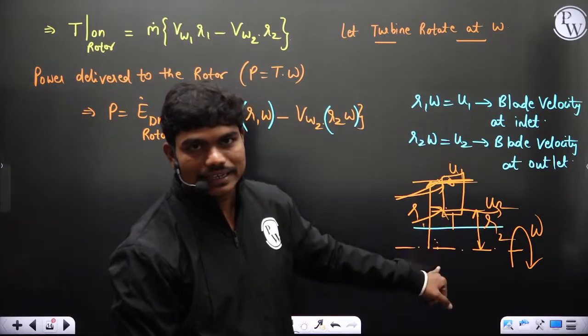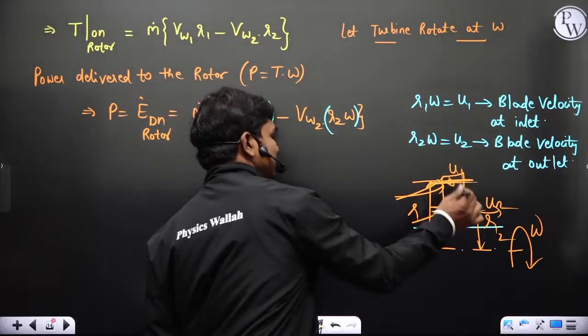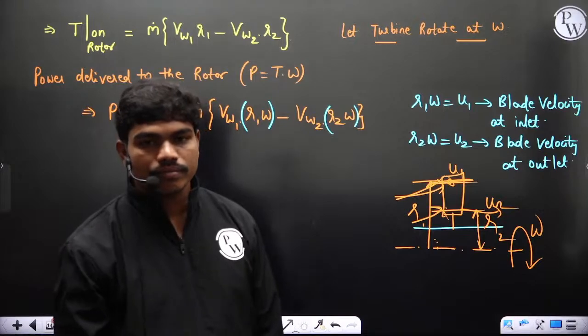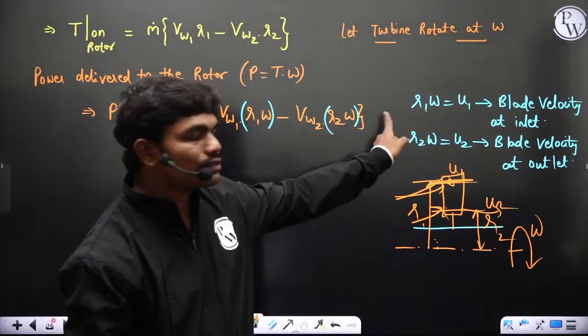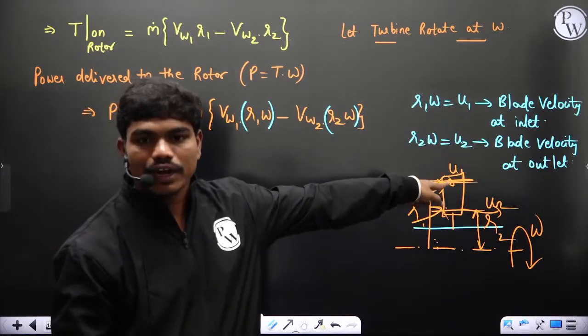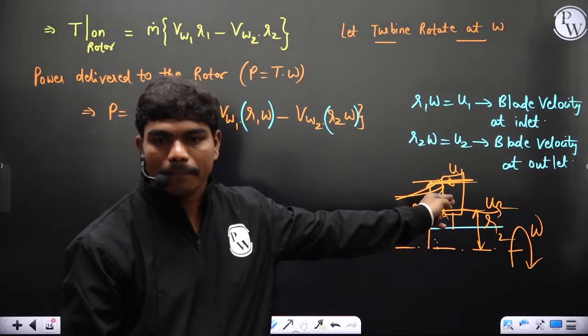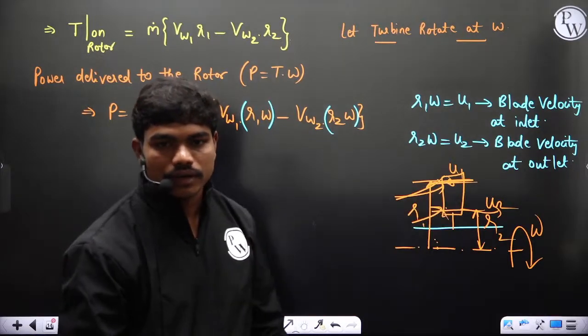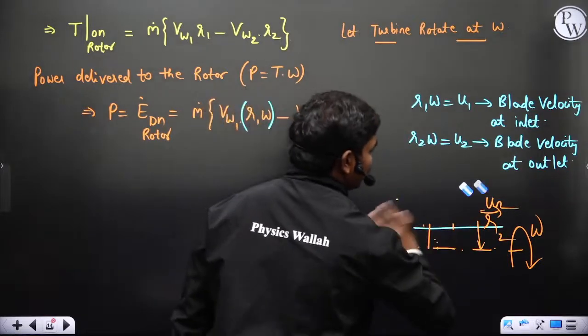Here you are seeing radial and theta, sorry, radial and z direction. So theta is in this direction. Is this point understandable to all? Can you all understand that this r1 omega and r2 omega we can write as u1 and u2, the blade velocity at the inlet of the fluid and the blade velocity at the outlet of the fluid? Yes, clear?